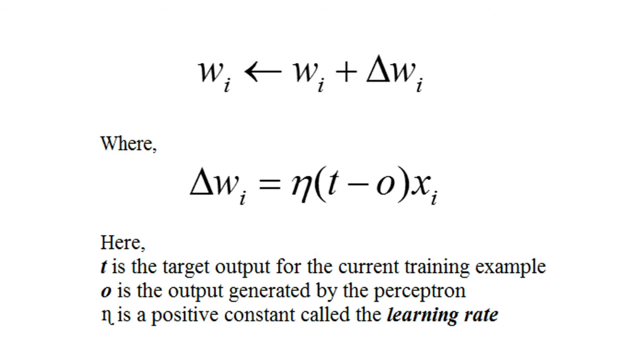Do remember that perceptrons do have a drawback. The perceptron rule finds a successful weight vector when the training examples are linearly separable. It can fail to converge if the examples are not linearly separable.